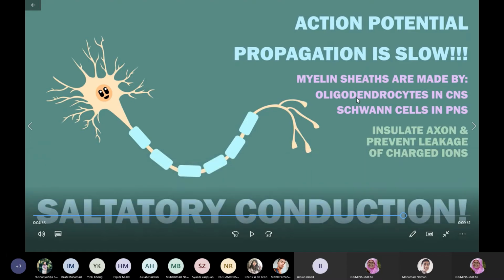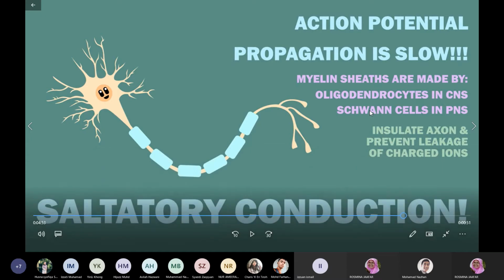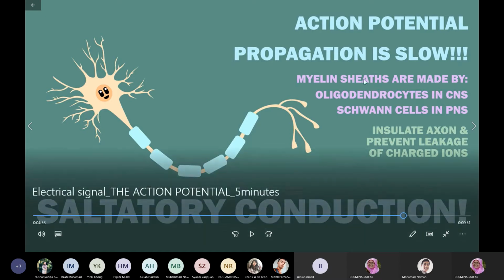These are the scientific names for the cells in the nerve tissues. In the central nervous system, it is called oligodendrocytes. In the peripheral nervous system, it is called the Schwann cell. But they are actually the same thing. It's just that depending on the locations, the names are different. These myelin sheaths are actually insulating the axon. The axon is the part of the nerve that conducts the current.